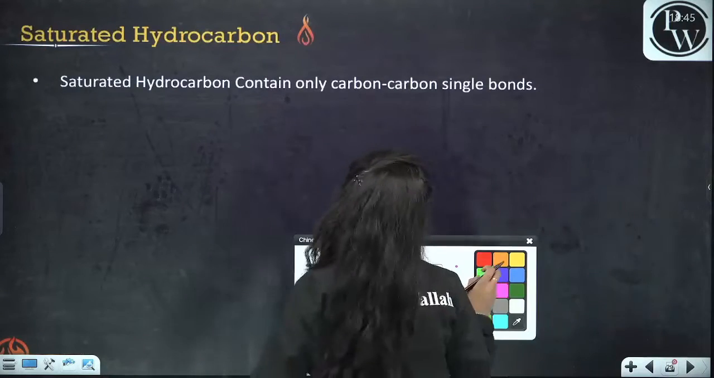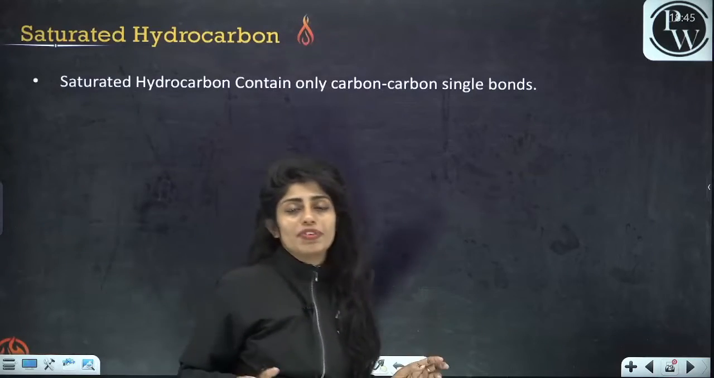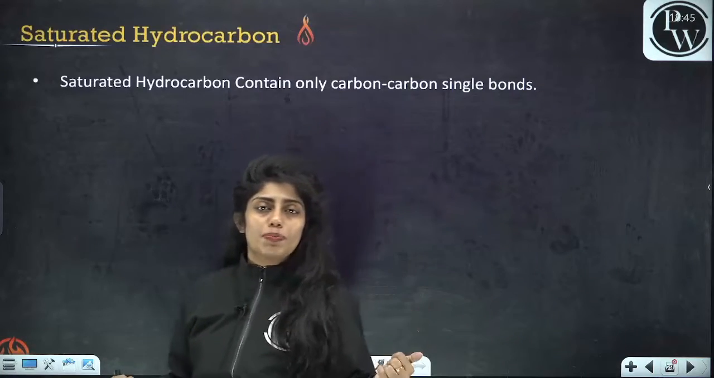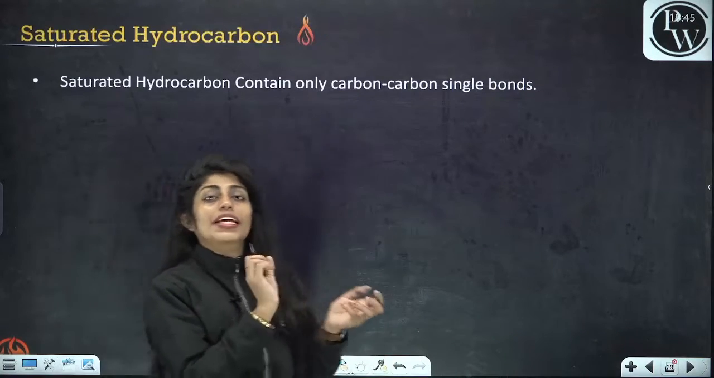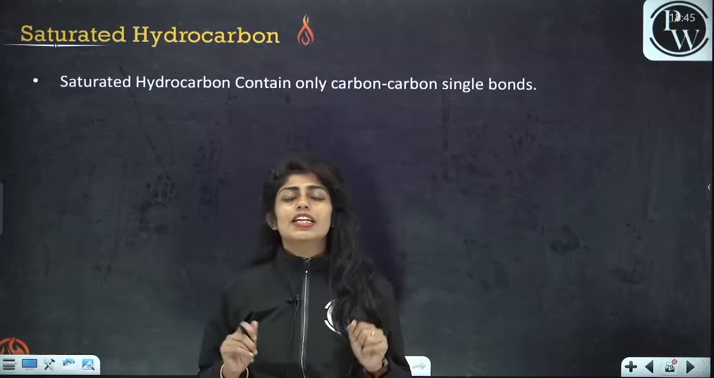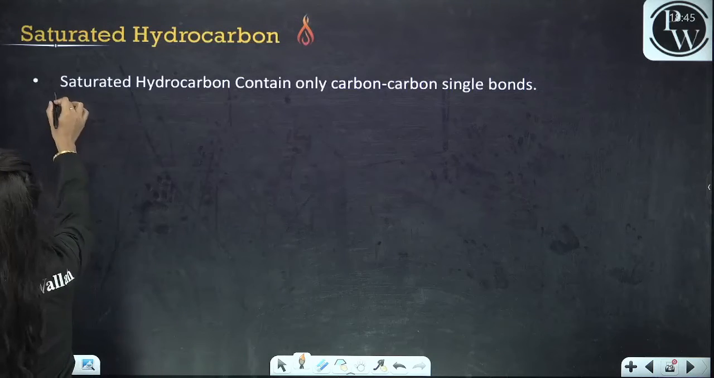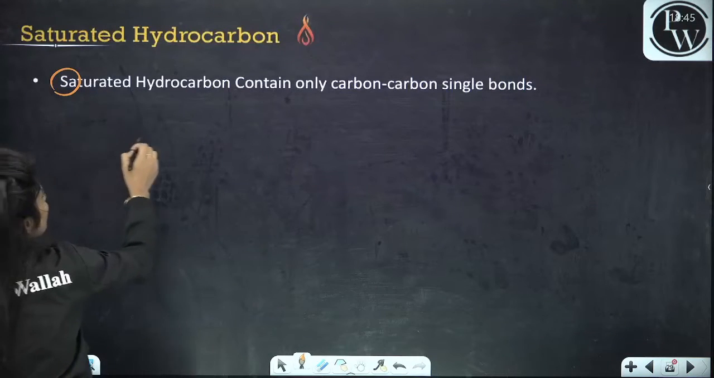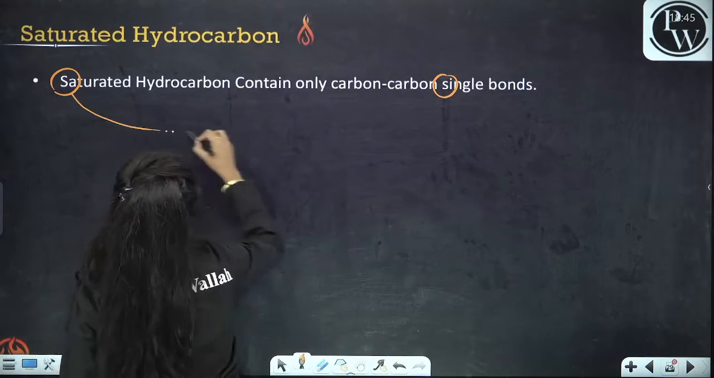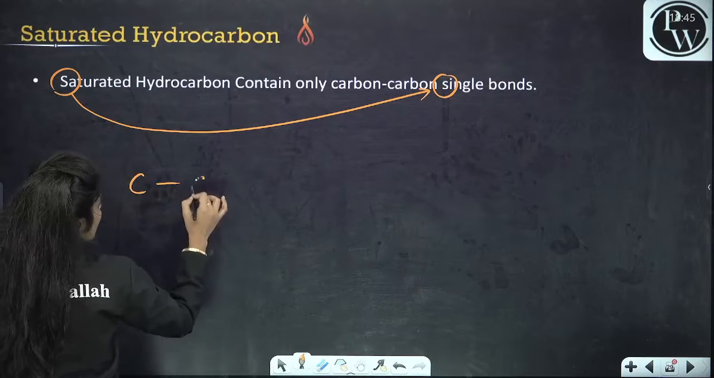Now, saturated hydrocarbon, as I told you, because carbon has the capacity to form multiple bonds with itself. It takes huge power, self-linking, making the multiple bond with itself. So basically we have the saturated compound. So what are these saturated? Saturated, S stands for the carbon-carbon single bond. It's way clear.